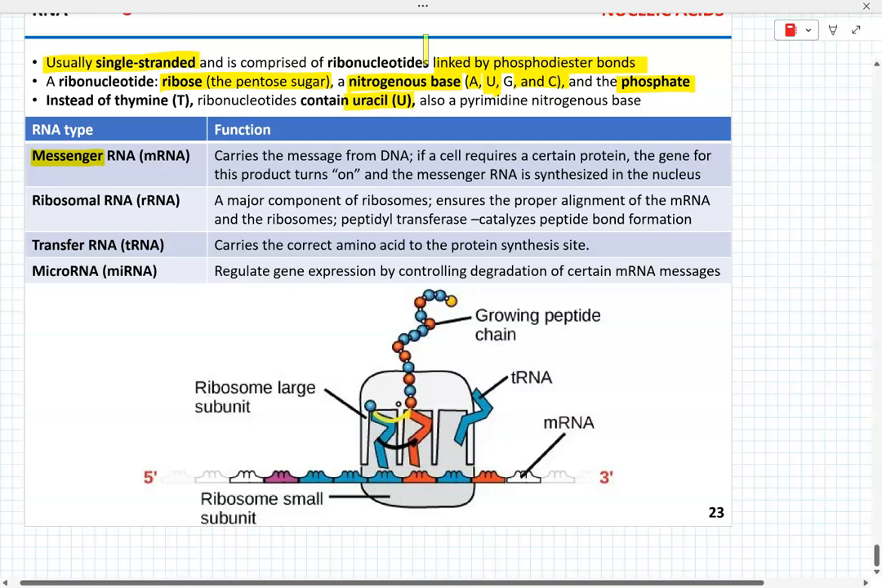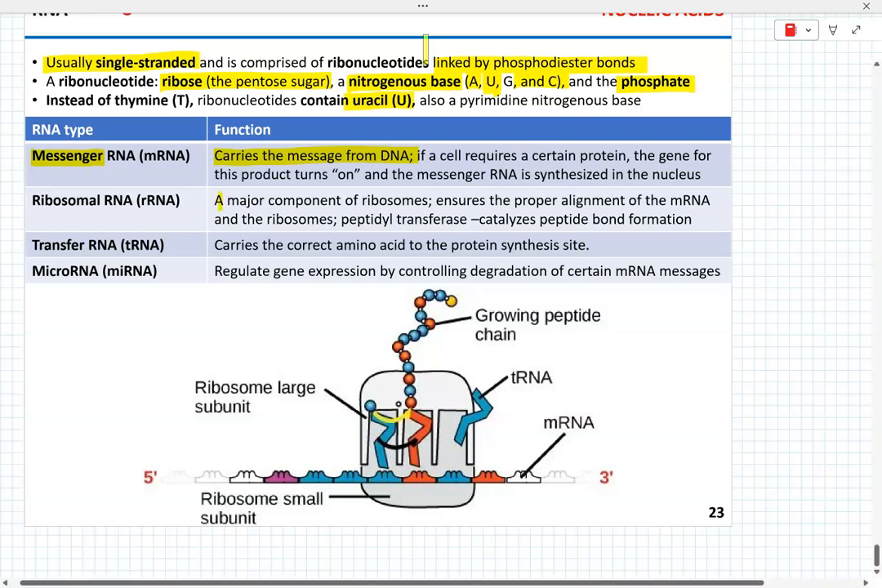Messenger RNA, also known as mRNA, is that photo of the recipe that carries the genetic message from DNA to a ribosome. Essentially, the gene for a specific protein is turned on, is being expressed, and then when it is being expressed, the messenger RNA is synthesized in the nucleus.